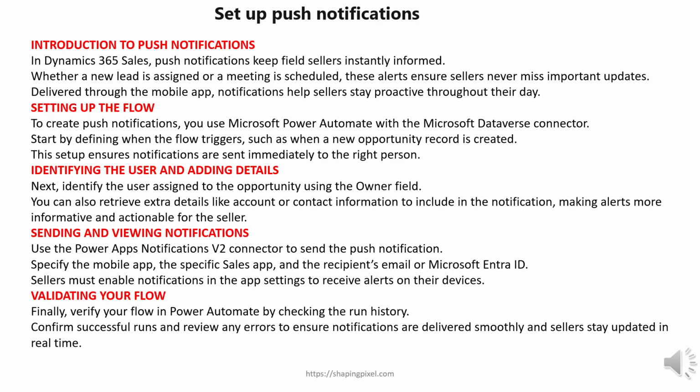Validating your flow. Finally, verify your flow in Power Automate by checking the run history. Confirm successful runs and review any errors to ensure notifications are delivered smoothly and sellers stay updated in real time.